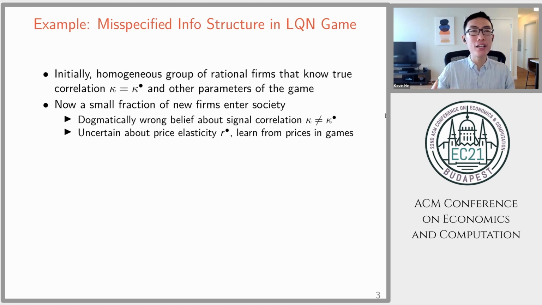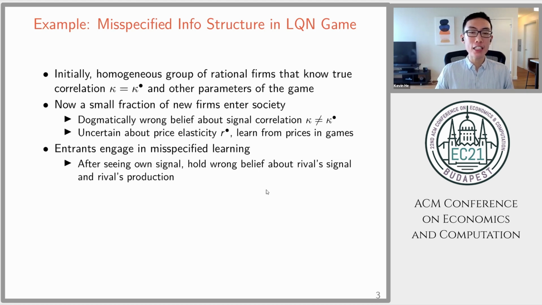But they're repeatedly playing this game period after period, and they observe prices at the end of every game. And so they can use these observations to learn this elasticity parameter. Notice that these entrants are engaged in misspecified learning, and that's because after they see their own signal, they hold a wrong belief about the rival firm's signal because of their wrong idea about the correlation between the signals, and thus have a wrong idea about rivals' production level. So when they do see the market price at the end of the match, they misinterpret that market price and mislearn the game parameters.